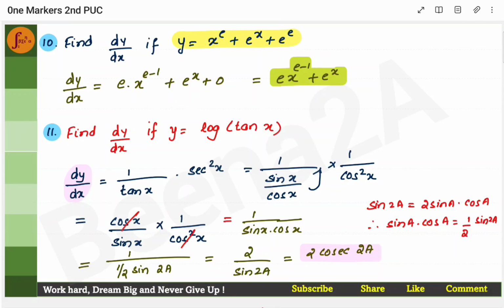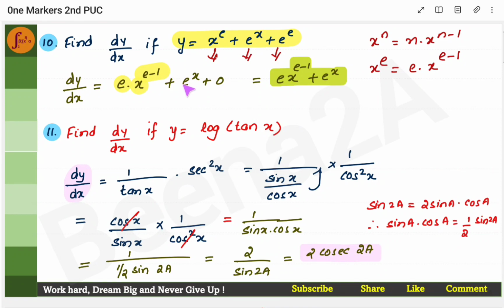Again, this is very simple. Now, you'll have to find the derivative separately for this, and for this. So what is the derivative of x to the power e? This is like x to the power n, right? Instead of n, we have e. So what is the formula? n into x to the power n minus 1. Instead of n, we have e. So it will be e into x to the power e minus 1. That's all. e into x to the power e minus 1.